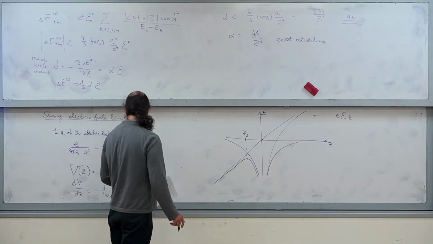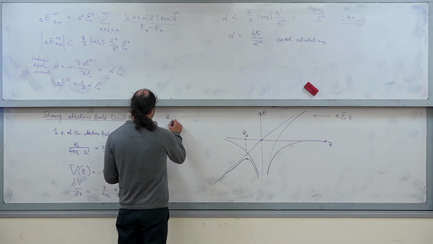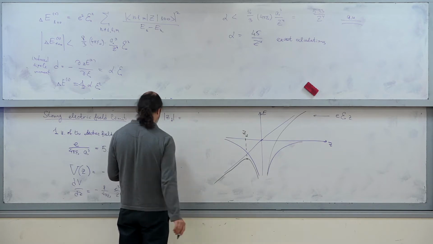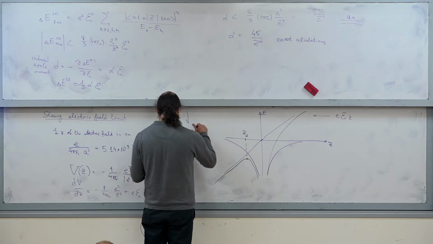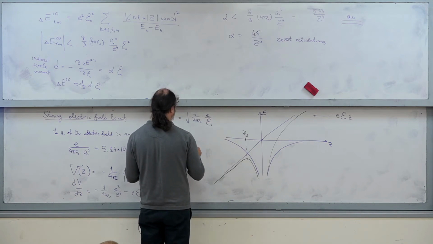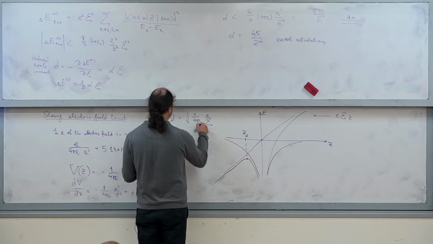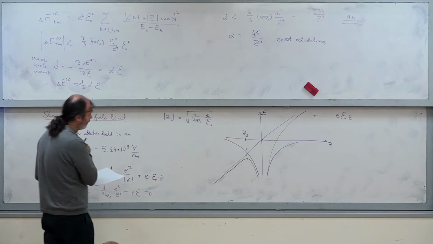From that we get ZD, which is the modulus, since we know that this is negative. In modulus, it will be just the square root of 1 over 4 times pi epsilon 0 multiplied by the charge of the electron divided by E0. Sorry, this is epsilon 0, and this is E0, the strength of the electric field.